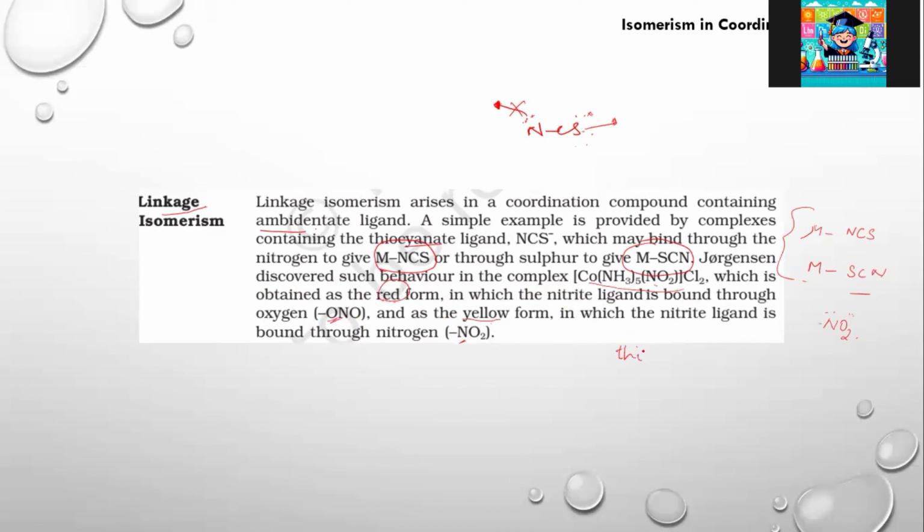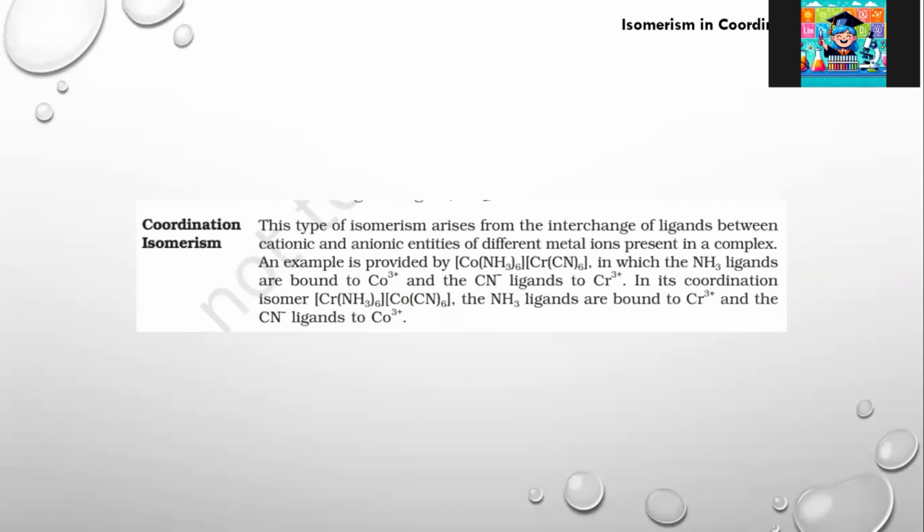Thiocyanate and nitro are some classic examples of ligands that show this kind of isomerism. So coming to the next isomerism, that is coordination isomerism.